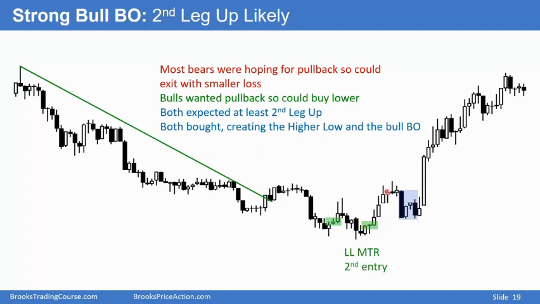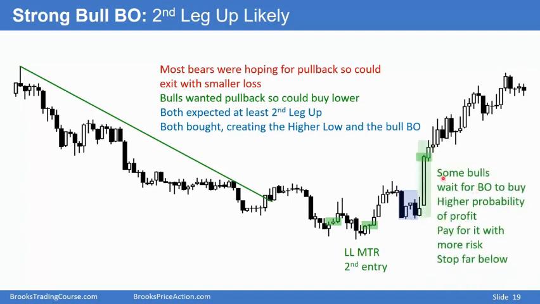After this strong break above the bear channel, both the bulls and bears expected a second leg up. The bears used the pullback to buy back their shorts. The bulls used their pullback to buy as well. With both bulls and bears buying, the odds are high you're going to get at least a small second leg. Here we get a very big second leg.